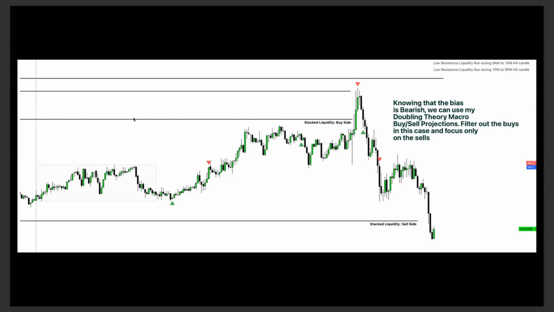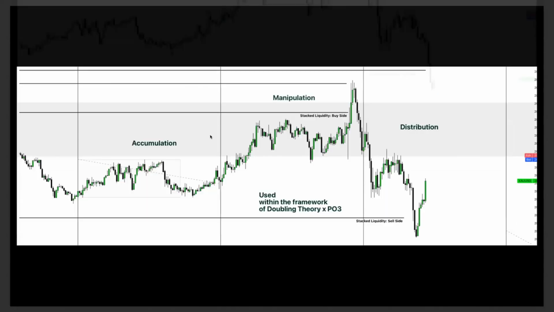But now what if we take a look at the doubling theory alongside the power of 3 expansion, as I have been explaining in the earlier YouTube videos, or rather in the updated YouTube videos? That's going to be very interesting, so let's take a look. The Asian session, or the first interval of the day, was an accumulation. And this was manipulation. So how do I distinguish between accumulation and manipulation?